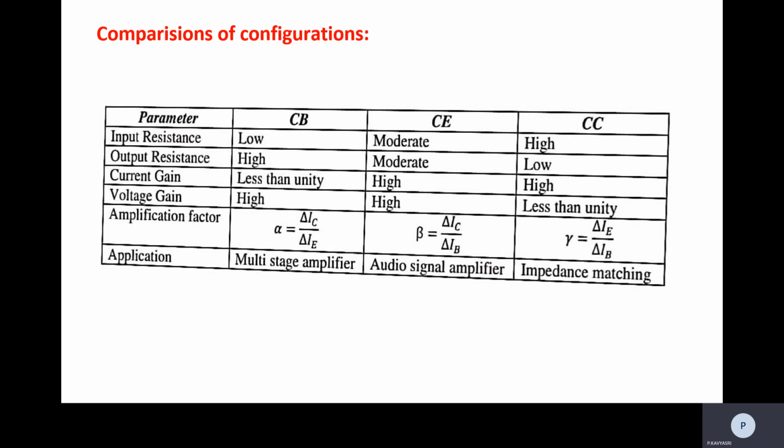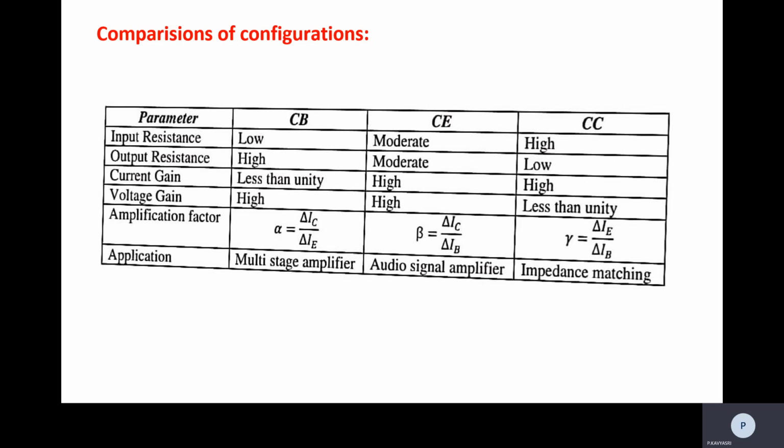Next one is CE configuration. In CE configuration, amplification factor beta is equal to output current by input current, so that is delta IC by delta IB. Similarly, in CC configuration, gamma is equal to delta IE by delta IB. So that is about the amplification factor.